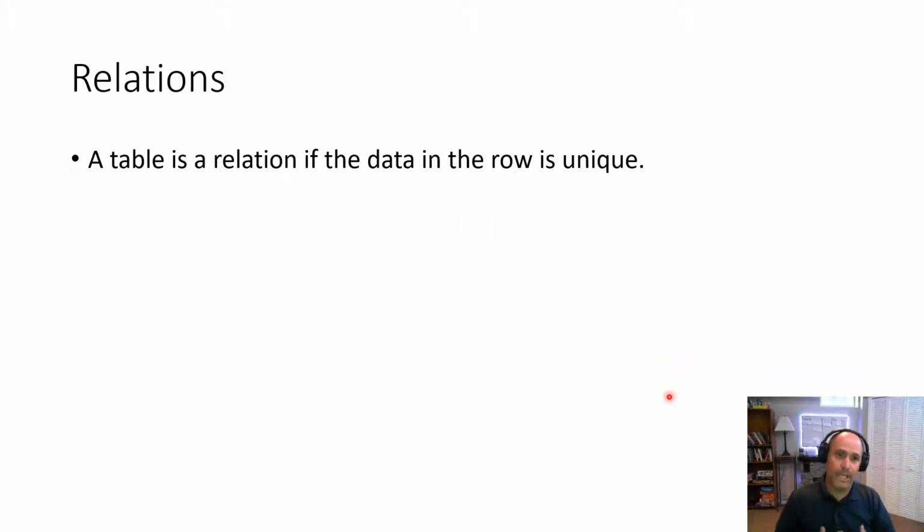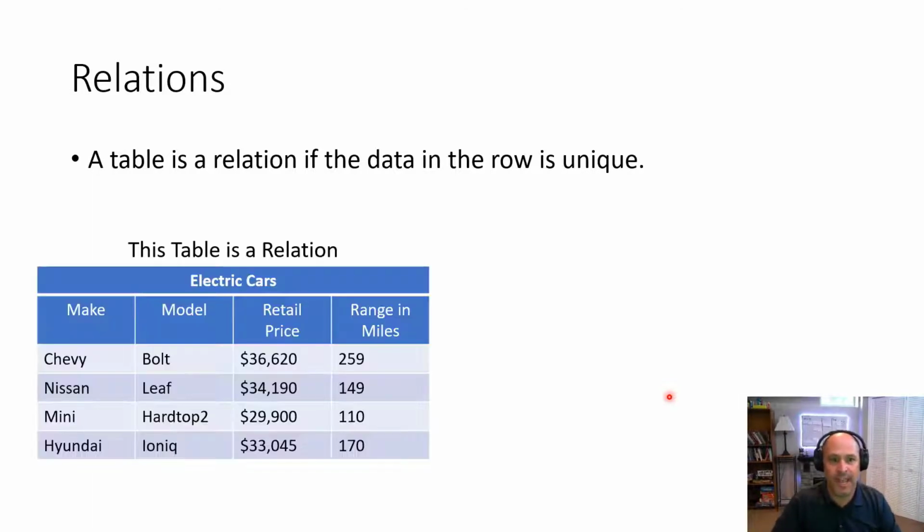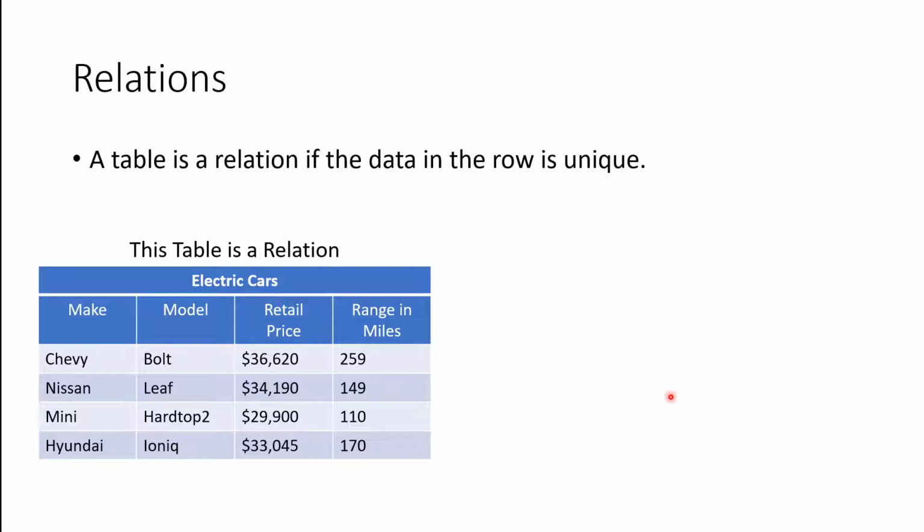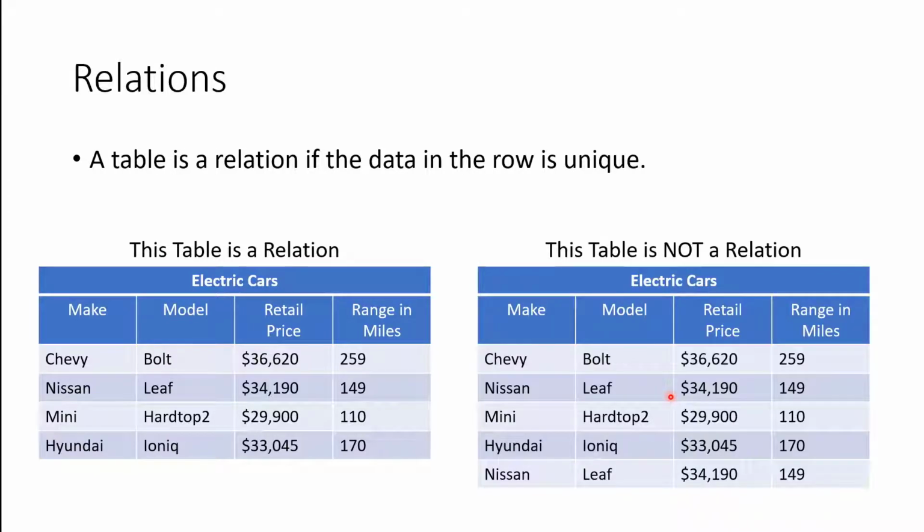Let's talk about relations. So a relation is a very special kind of table where every single tuple can be uniquely identified. That is, there are no identical tuples in the table. So for instance, this table on the left is a relation, but this table on the right is not a relation, mainly thanks to the Nissan Leaf, which appears twice.